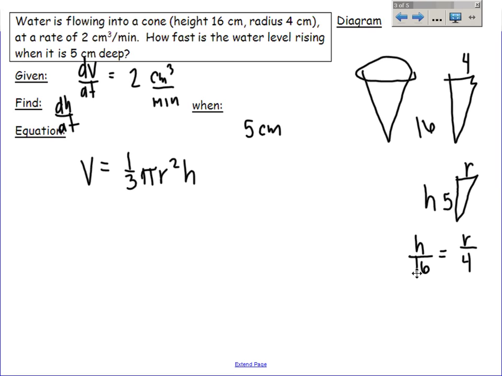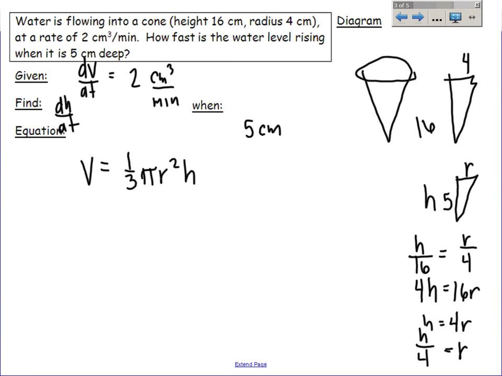Knowing this, we realize that if we cross multiply, we have 4h equals 16r. Divide by 4, so h is equal to 4r. This gives us a relationship between h and r. Now, there's no way for me to find out what the rate of r is. We're trying to find out what dh is. So my goal is going to be to not have r in this equation, so I don't even have to worry about what dr over dt is. So I'm going to substitute for r. r is going to be, if I use this proportion over here, h over 4.